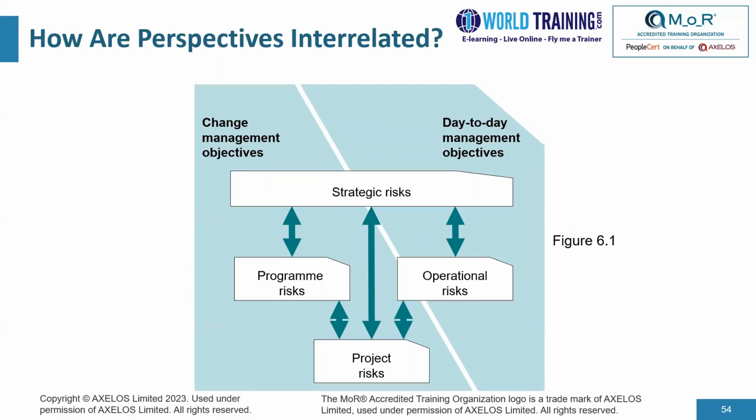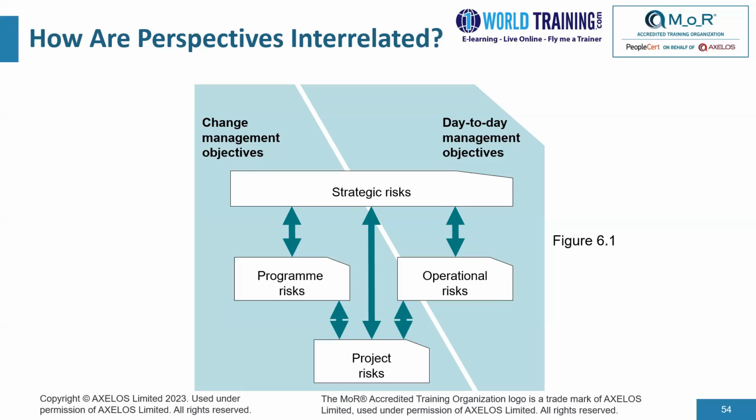Well, how are these perspectives interrelated? It's important to establish and maintain interrelationships for risk management to be effective. At times when we work on projects, there could be certain risks that go beyond the level of tolerance at the project board level. So there could be a need to escalate that risk to either the program or to the strategy committees. So there's a relationship between projects and programs and strategic perspectives.